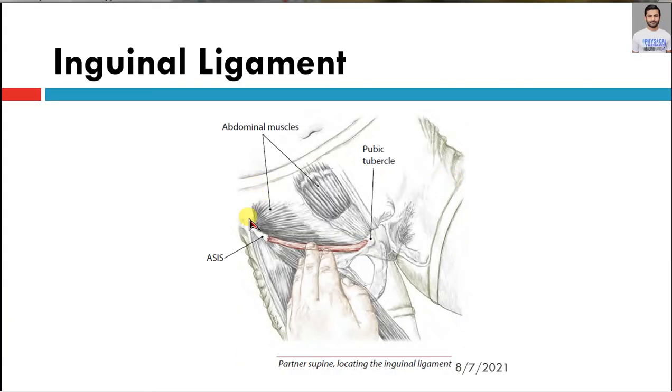The inguinal ligament is a very prominent part, sometimes referred to as the groin area. This is a very important part, making a boundary or site of attachment between the lower extremity and the pelvis, or the abdomen. This is the inguinal ligament, and again it is very palpable, and it is continuous from the anterior superior iliac spine to the pubic tubercle.